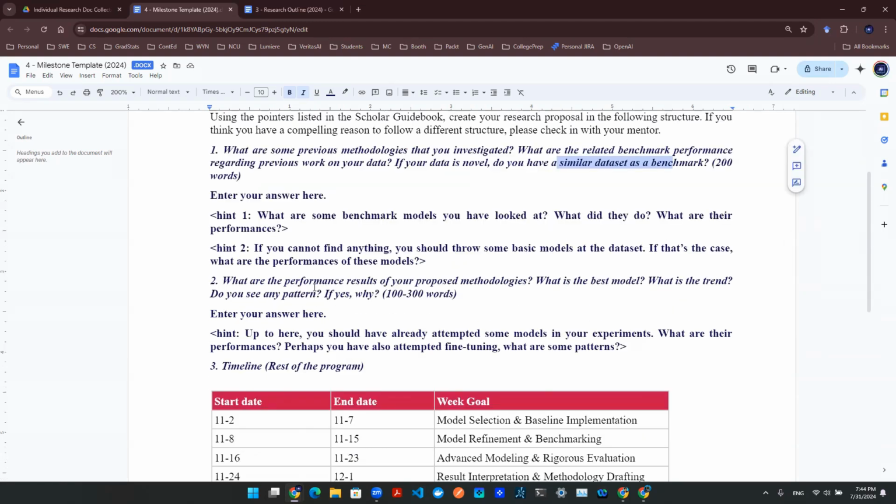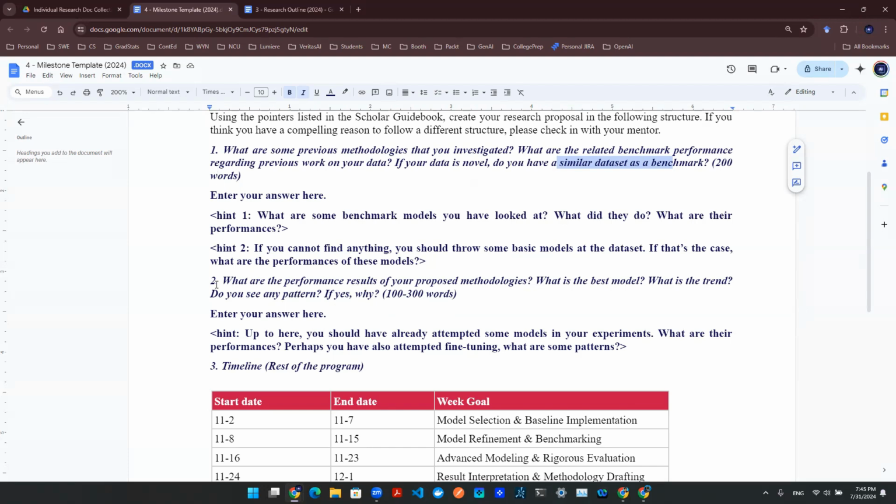The next question is, what are the performance results of your proposed methodologies? This is really talking about what you did. What is the model that you came up with? It could be something novel, or it could be an application or some sort of combination of 2 or 3 applications out there. Either way, no problem at all. But what are the results that you have attempted? That answer goes to question number 2.